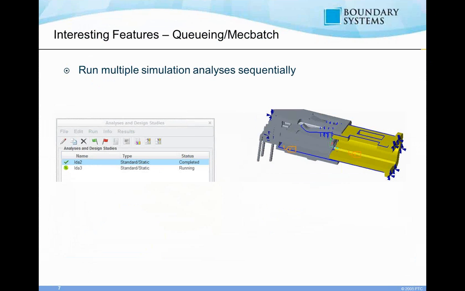And finally over here, we're going to talk about queuing or using the MEK Batch functionality. This is one of those nuggets that's somewhat hidden inside of Simulate, but when you can use it, it's definitely very valuable. Simulate can automatically generate the code to run itself from the command prompt, so you can stack multiple analyses on top of each other and run them sequentially. Once Simulate is done with one, it then moves on to the next one.